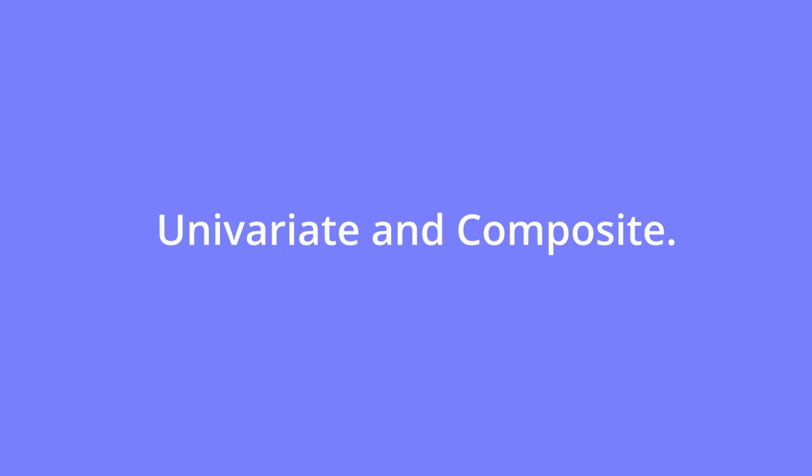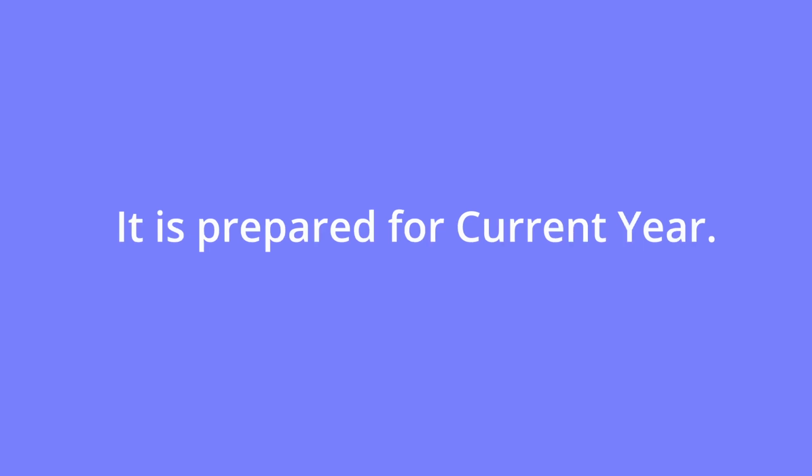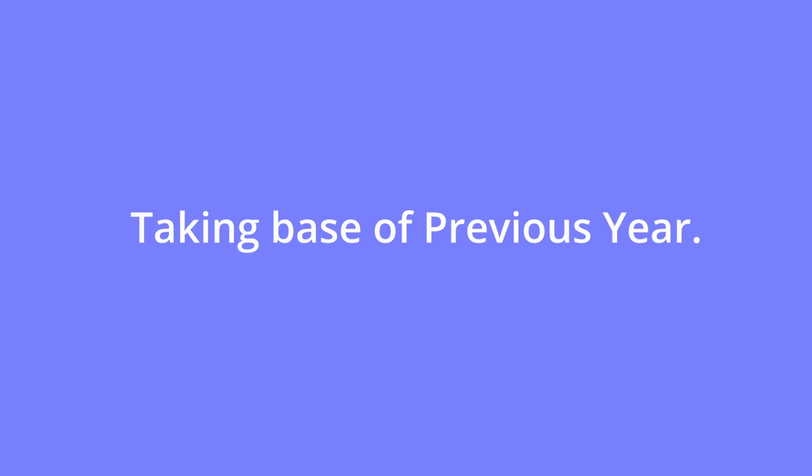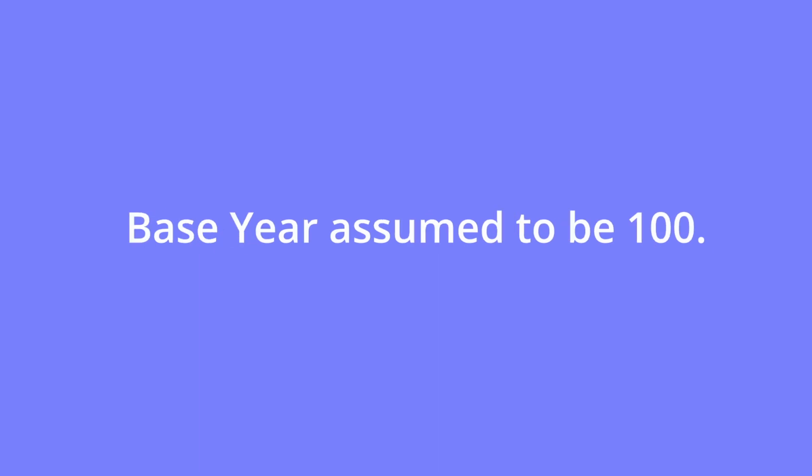Next, it is a univariate index. It means it can be computed from a single variable, then it is called a univariate index. If it can be computed from a group of variables, then it is called a composite index. Next, it is prepared for the current year. Next one, we have to take the base year. And the last one, the base year is always assumed to be 100. So these are the features of index number.